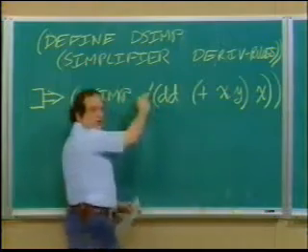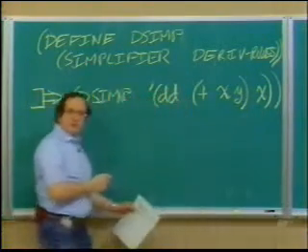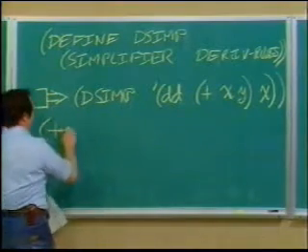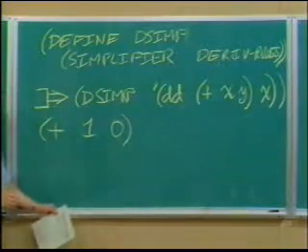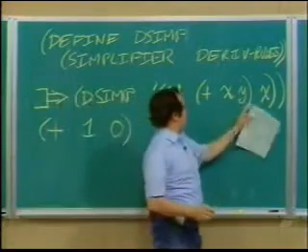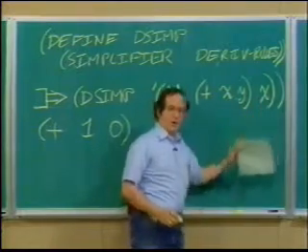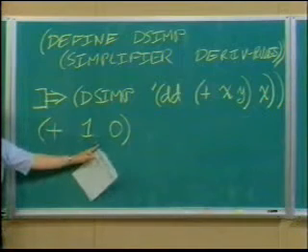for example, of the derivative of the sum of x and y with respect to x. Note the quote here because I'm talking about the expression, which is the derivative. Okay. Then I will get back as a result plus 1, 0, because the derivative of x plus y is derivative of x plus derivative of y. Derivative of x with respect to x is 1. Derivative of y with respect to x is 0. So that's what we're going to get.